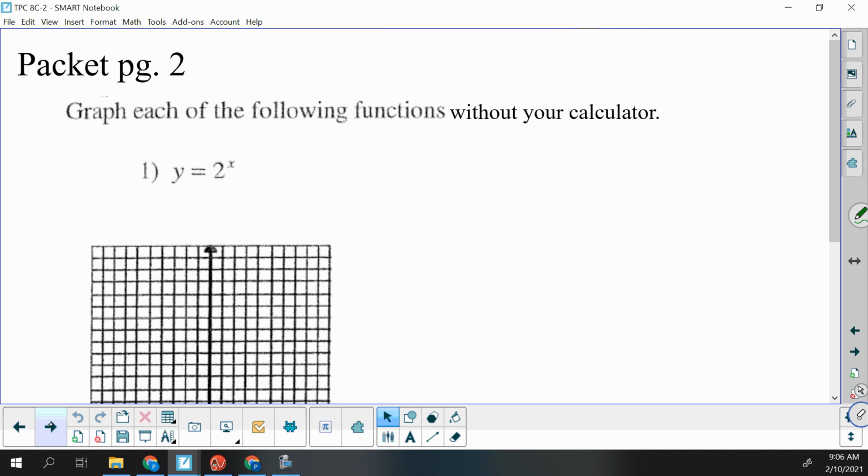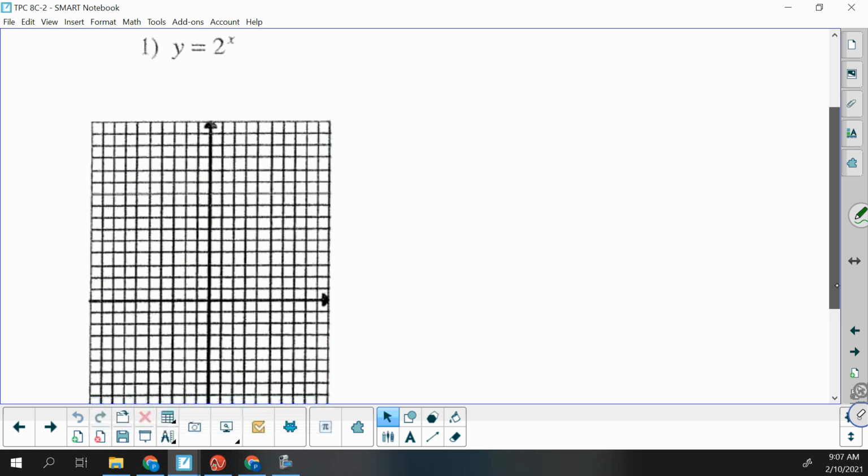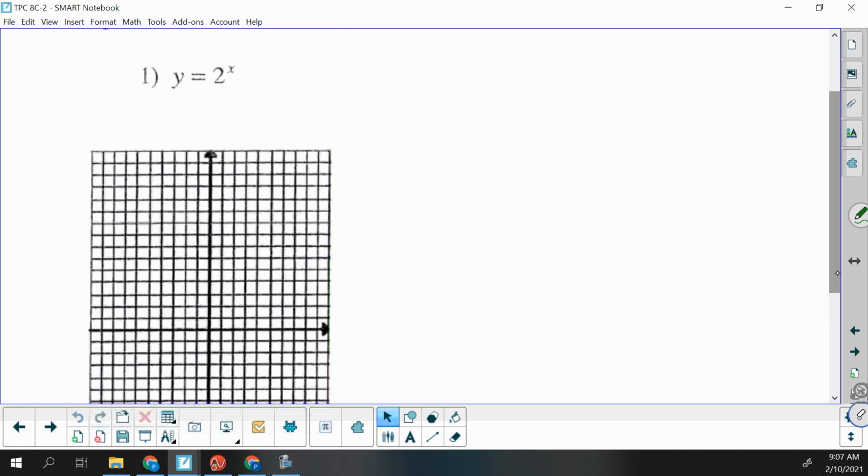So we're going to be on packet page 2. And what we want you to do is graph each of these. One thing you can do, and it might be the most beneficial for you, is to pause the video, graph yours, and then hit play to see if your graph matches. Okay, there's no way for me to enforce you in doing that, but I think it's the best way to do well with these.